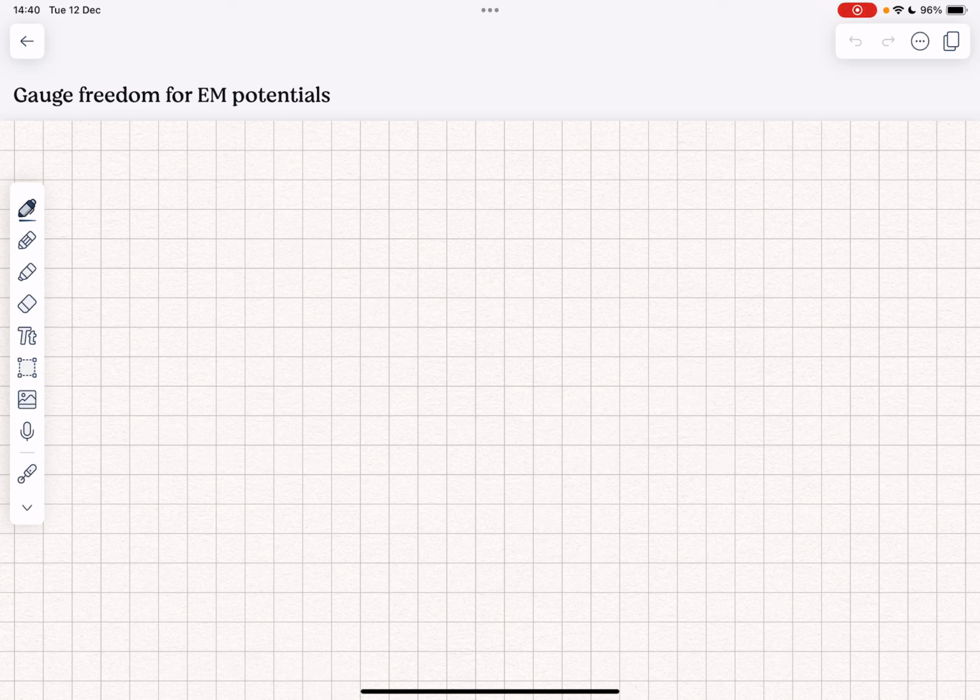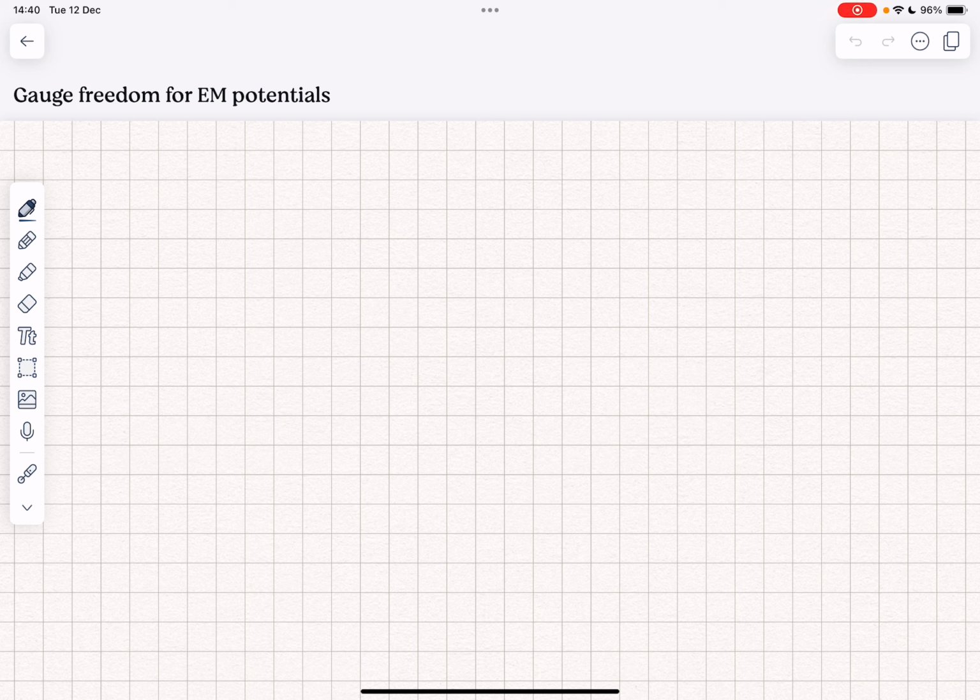Gauge freedom in electromagnetism is an important concept that can sometimes be a little bit difficult to grasp hold of. You often see it referred to as gauge invariance. Gauge invariance means that equations don't change. Gauge freedom means that you have a certain amount of freedom to choose a starting point. So the key concept here is that we're setting a reference point.